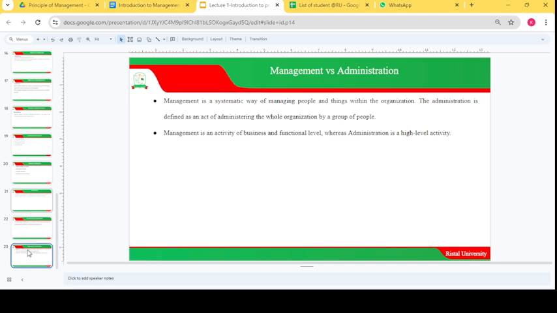So let's look at some of the difference between management and administration. So management is a systematic way of managing people and things within the organization, while the administration is defined as an act of administrating the whole organization by a group of people. And then management is an activity of business and functional level, whereas administration is a high level activity. So those are some of the difference.